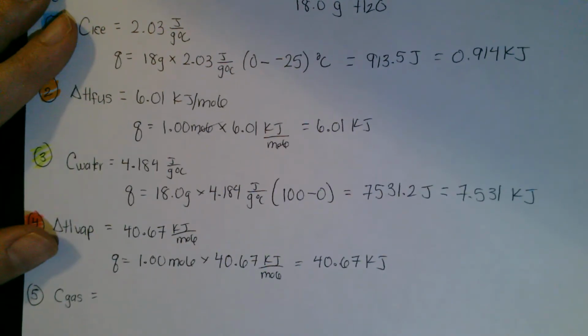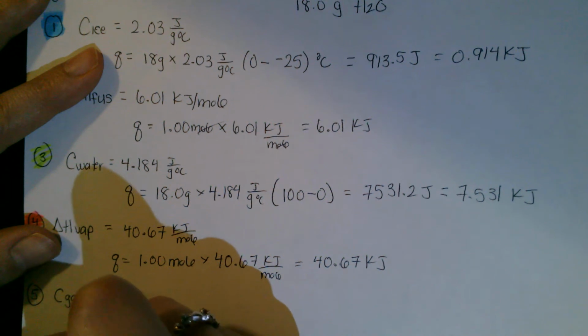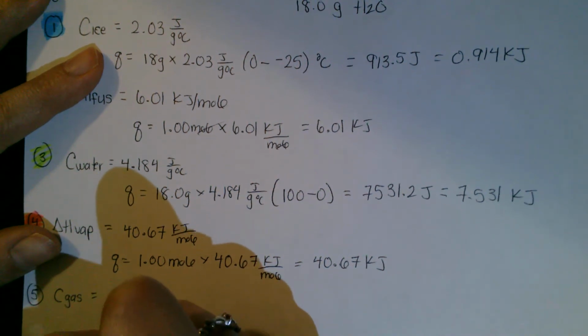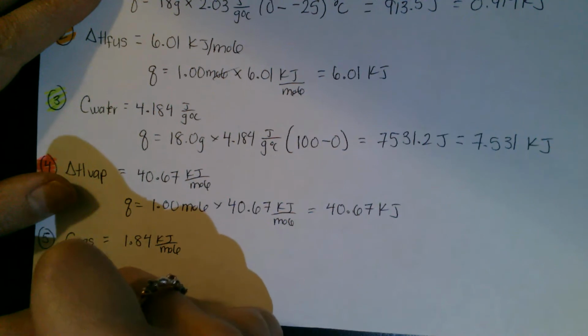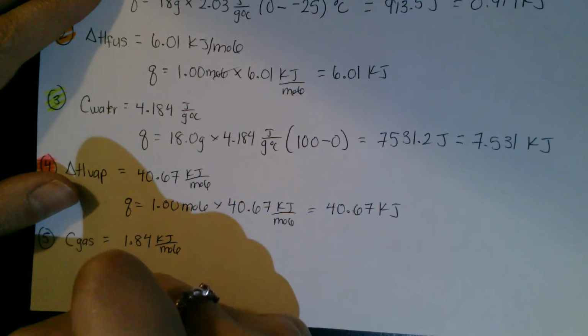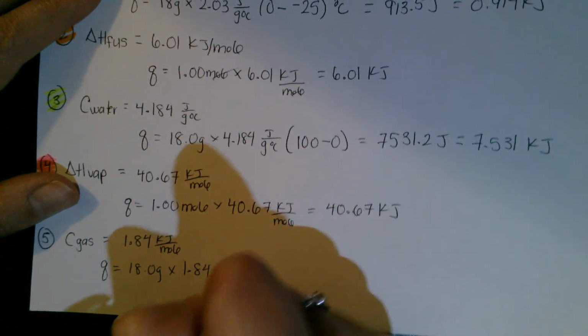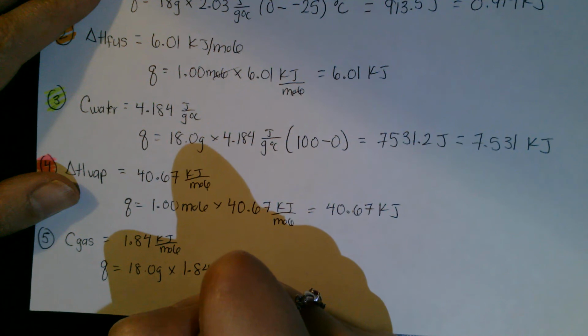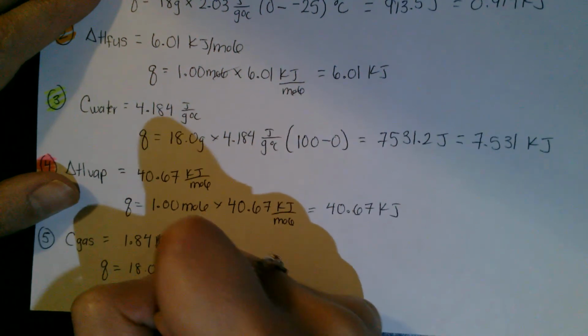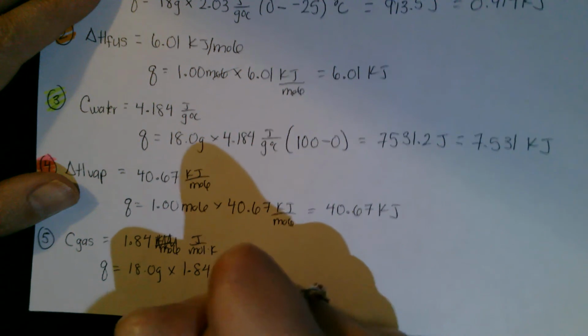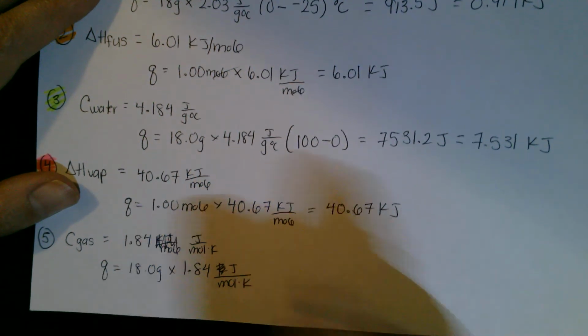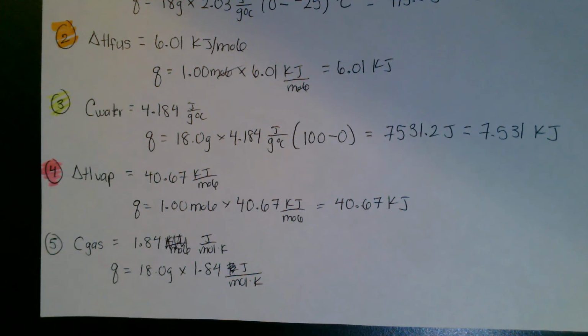Okay, so C for our steam is 1.84 joules per mole Kelvin. Sorry, I got my units mixed up there. Specific heat in joules per mole Kelvin. So Q is equal to M, or 18, times 1.84, and now looking at the temperature.